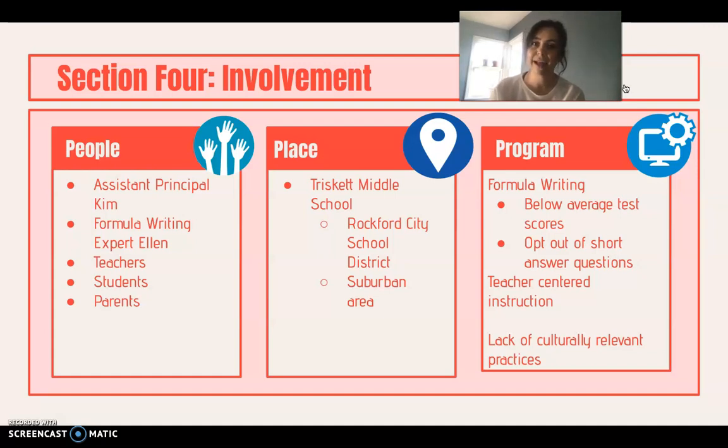The place that we are looking at is Trescott Middle School, which is in the Roxford City School District, and this is kind of a suburban area, like a metropolitan type of area. And then looking at the program, we are trying to implement formula writing. Why? Because of these below average test scores and the fact that children are opting out of these short answer like questions. What they have currently is more of a teacher-centered instruction, and we're also looking at a lack of culturally relevant practices in the current program, and that is hopefully going to change as we implement this formula writing.